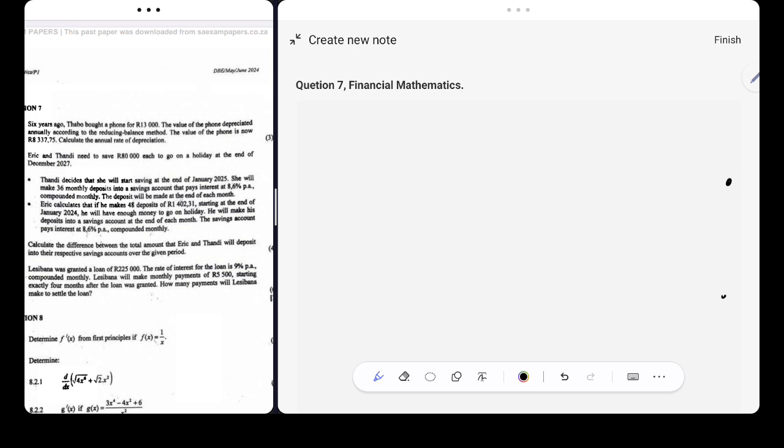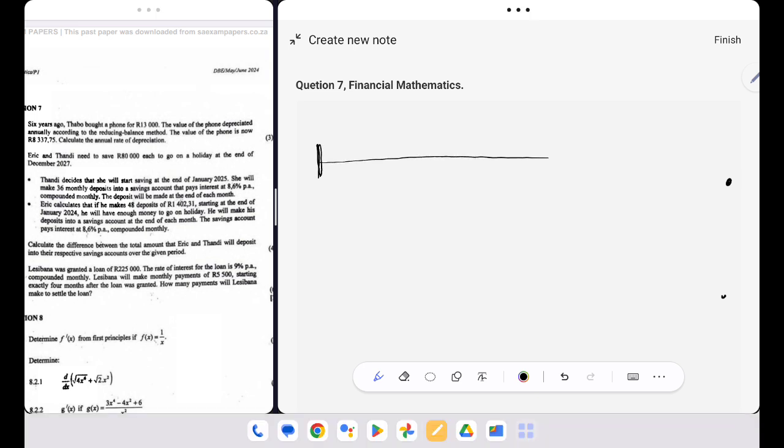Okay, here if you draw your timeline, you'll have T0. This is when Lisibana received the loan of 225,000. We don't know how long it will take her to settle the loan, but all we know is that at the end of the 4th month, that's when Lisibana will start paying.